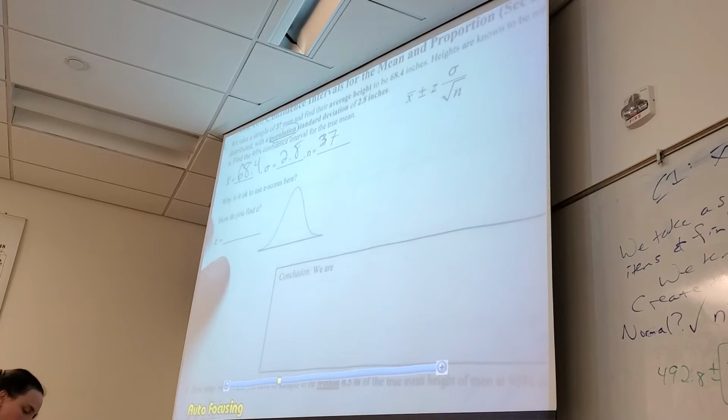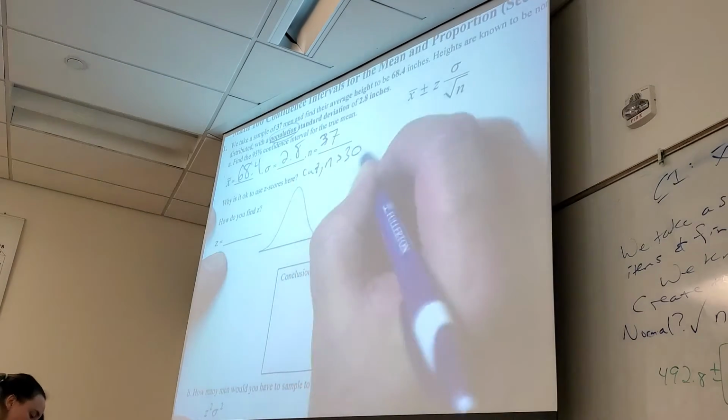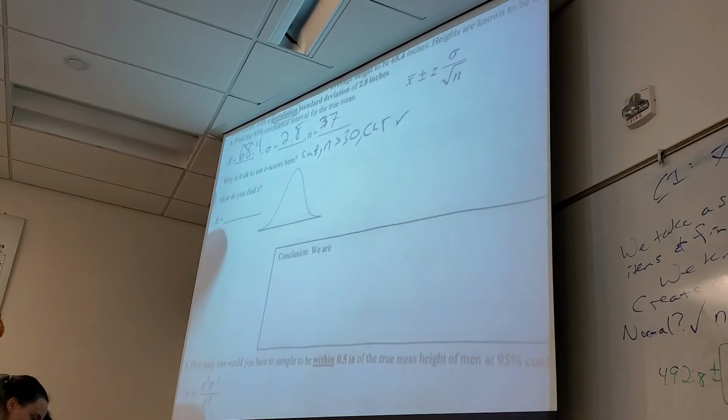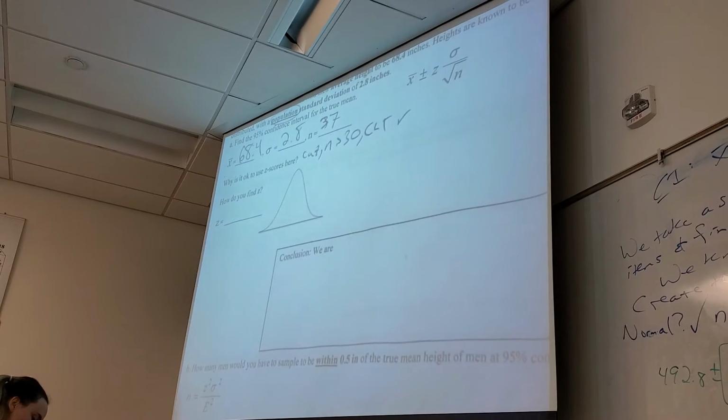Yeah, because n is greater than 30. Chicken, lettuce, tomato. CLT says good. Normal enough. When I say enough, you know what I mean by that. Normal enough to use the chart.